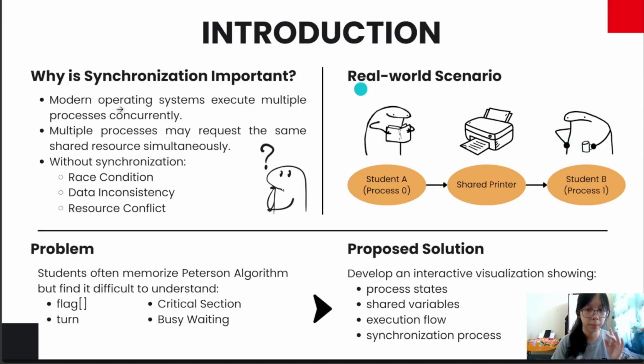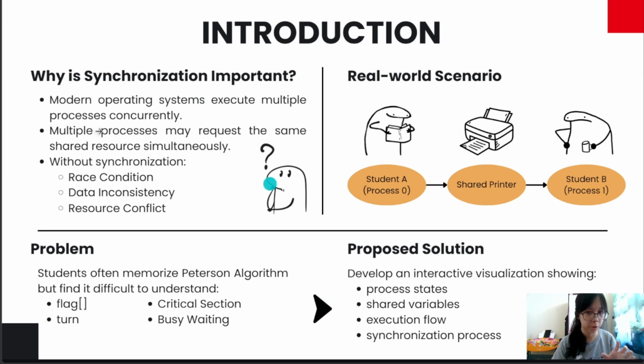Let's start with the basics. Why is synchronization so important? Modern operating systems are designed to execute multiple processes concurrently. However, when these processes request the same shared resource simultaneously without proper coordination, it leads to major system failures like race conditions, data inconsistency, and resource conflicts.